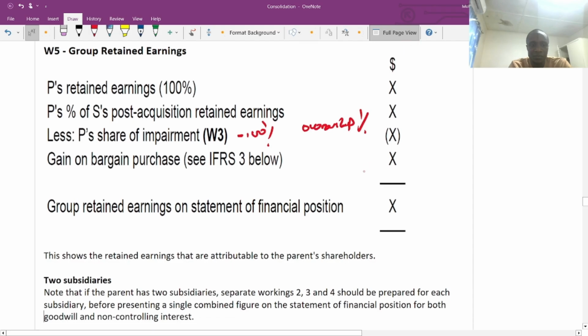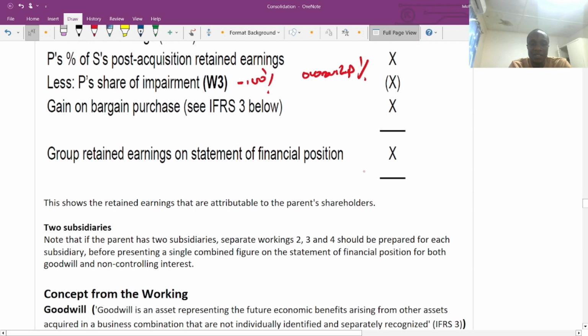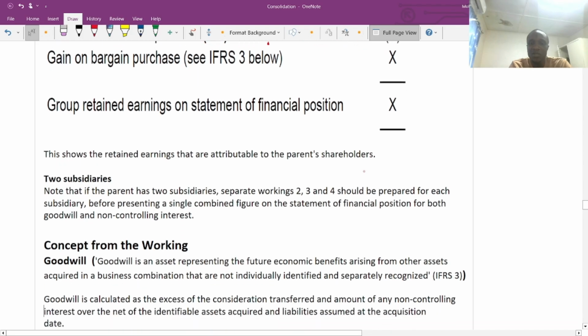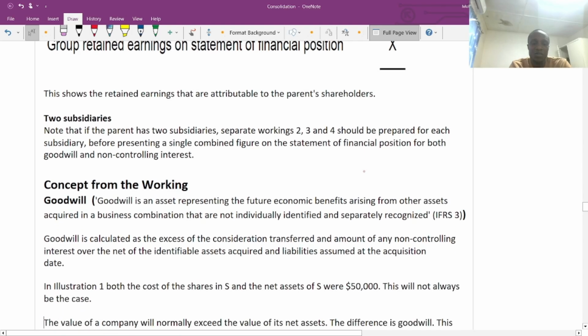So basically, these are the steps that we need to know for the preparation of the consolidated financial statements for the examination. Note, if the parent has two subsidiaries, then it means separate working for working two, because we need to calculate the net asset of each subsidiary, goodwill, and also working four. We need a separate working to ensure that we account for all of the various subsidiaries.